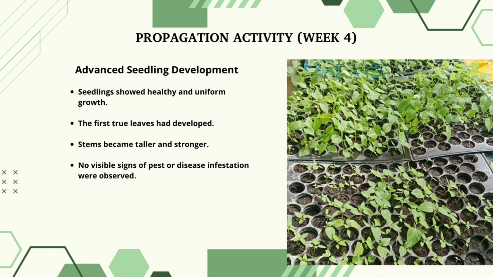By the fourth week, the seedlings had become larger and stronger. The root system was well developed and the seedlings were almost ready for transplanting. The plants continued to grow uniformly, showing that the propagation process had been successful.